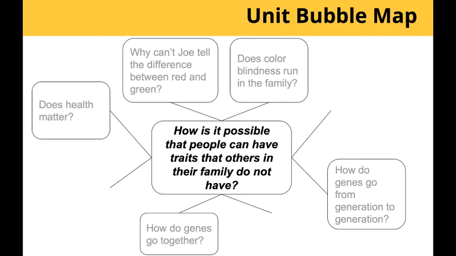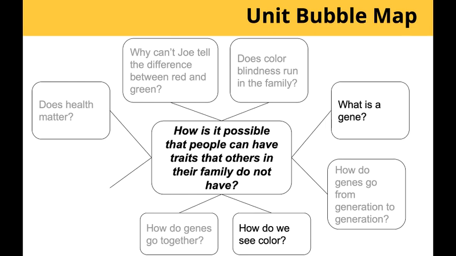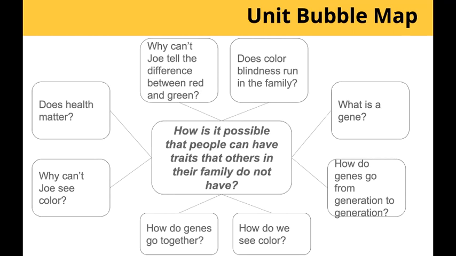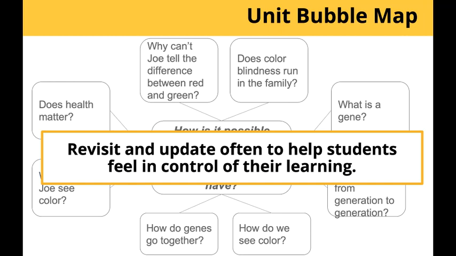At the end of the lesson, the class makes a unit bubble map. Students consider what they need to learn in order to answer the unit challenge question and record their thoughts on the unit bubble map. The bubble map, shown on this slide, features questions students came up with in a real classroom at the end of Lesson 1, such as, how do we see color? What is a gene? Why can't Joe see color? The unit bubble map is revisited and updated during the unit, reflecting the greater understanding students achieve as they progress through each lesson. Revisit and update often with your students to help them feel in control of their learning.